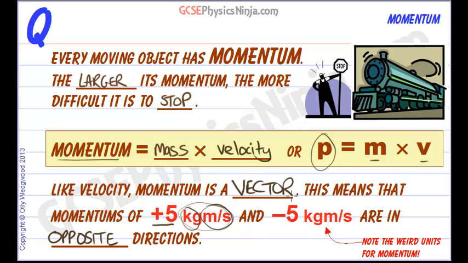So momentum is a property which moving objects have, and the higher the mass, the higher the velocity, the higher the momentum, and the harder it is to stop an object.